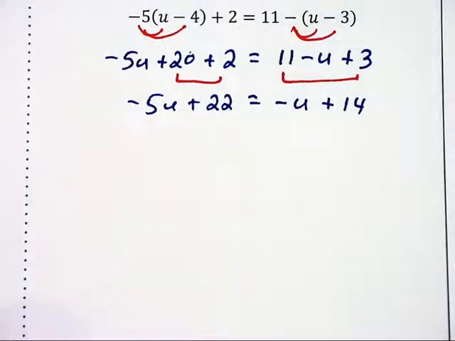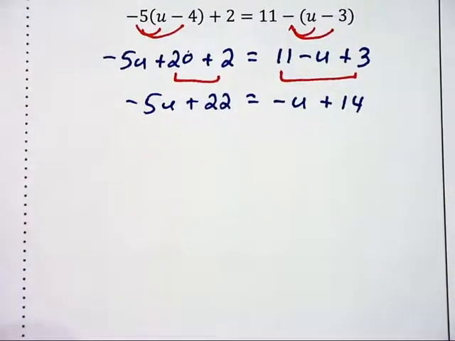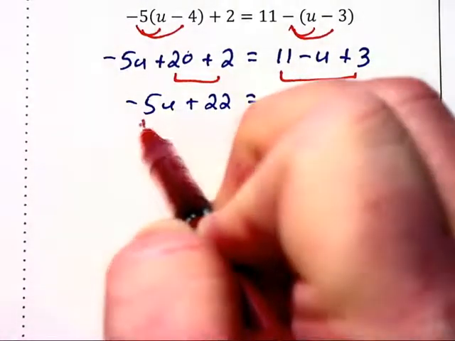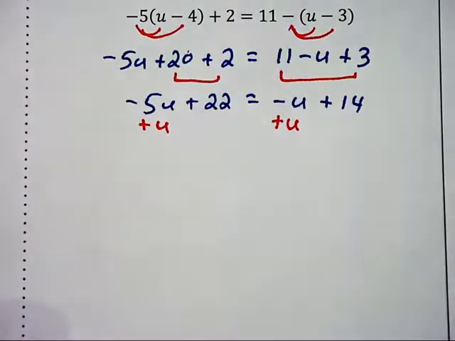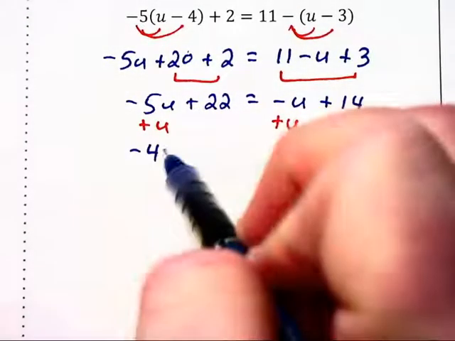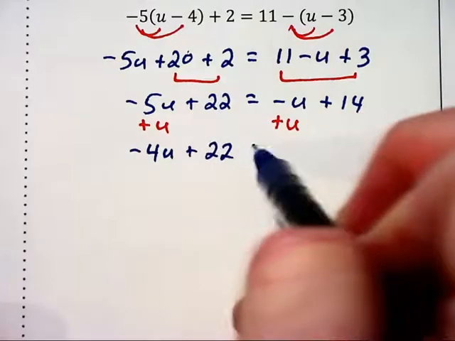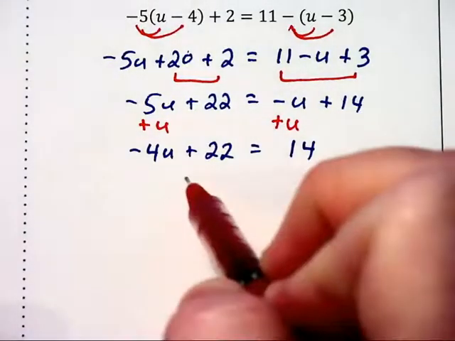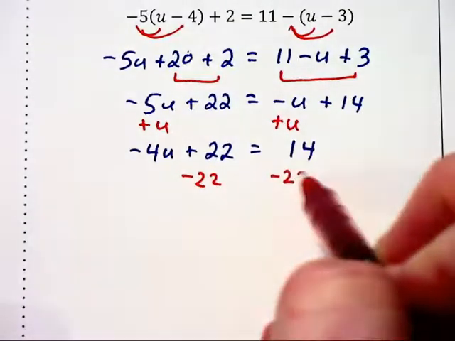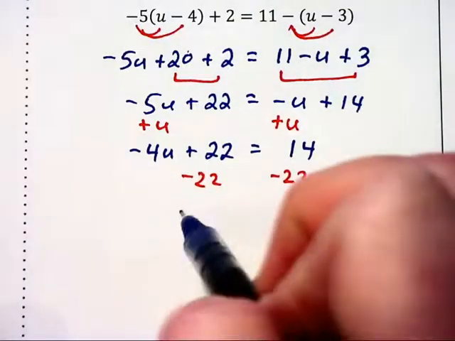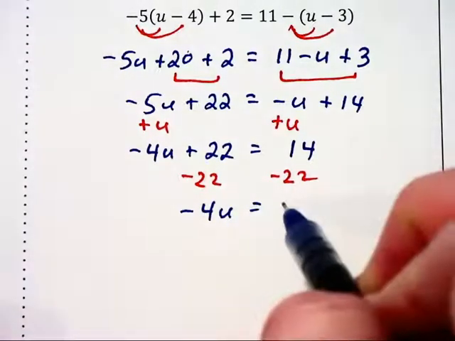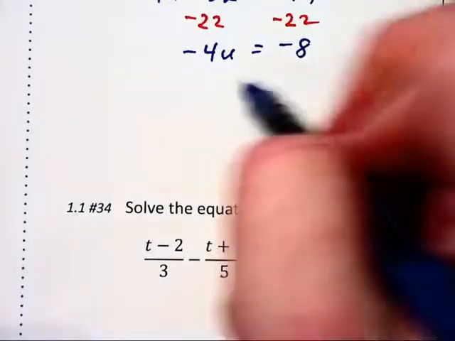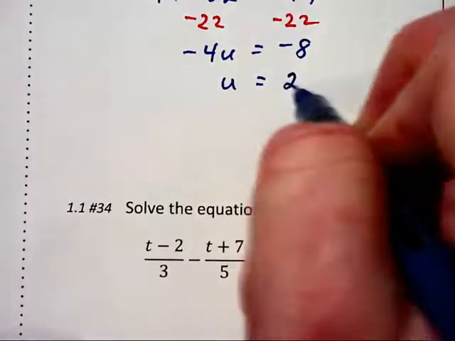We have variables on each side of the equation, and our next step is to get them to one side. To this end, I'm going to add 1u to each side of the equation. The left side becomes negative 4u plus 22, and the right side of the equation becomes 14. I will now subtract 22 on each side of the equation, and this will give us negative 4u is equal to negative 8. Dividing each side by negative 4 gives us u is equal to 2.